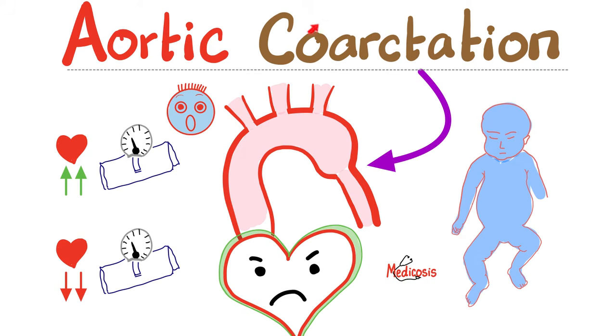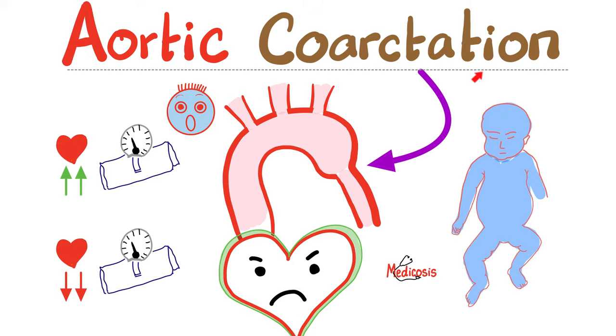Everything here is two. Types. We have two types. There is congenital aortic coarctation and there is acquired aortic coarctation. We can also classify it into pre-ductal aortic coarctation if it happens before the ductus arteriosus, or post-ductal aortic coarctation if it happens after or distal to the ductus arteriosus.